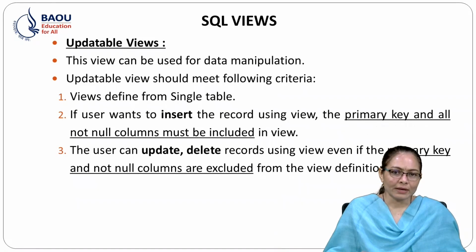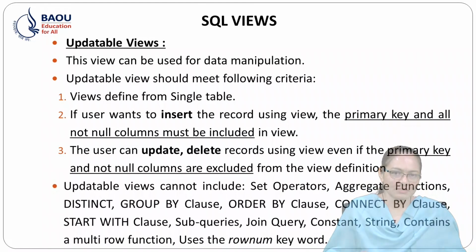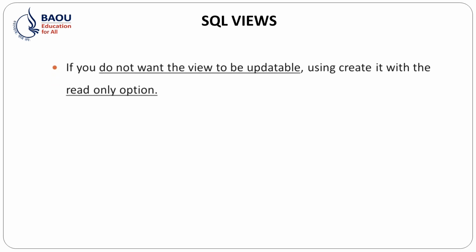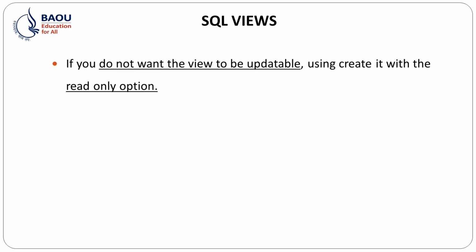An updatable view cannot include set operators, aggregate functions, distinct, group by, order by, connect by, start with, subquery, join, constant, string, or multiple-row functions. Using the rownum keyword also cannot be included in updatable views. If you do not want the view to be updatable, create it with the read-only option.